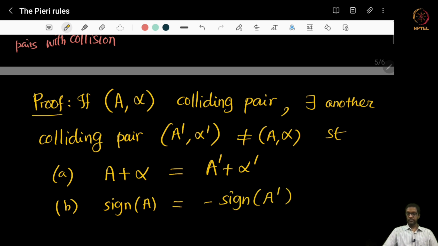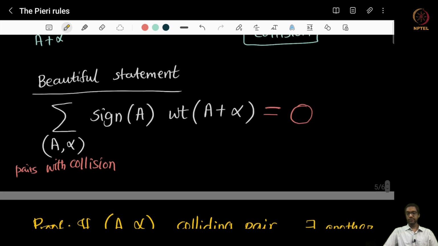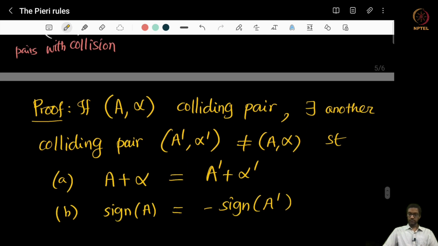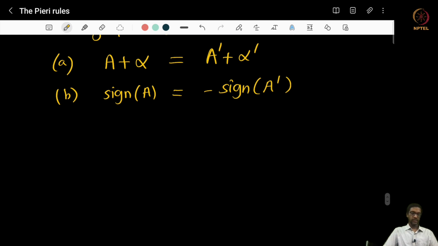Now you can see that this automatically implies the original statement we wanted to prove, that the total sum is 0, because to each colliding pair A, alpha we are associating a partner A prime, alpha prime, such that they have the same final abacus positions, which means the weights are the same, but the signs are opposite. So there's perfect cancellation. And how are we going to manufacture it? It's actually a very simple prescription.